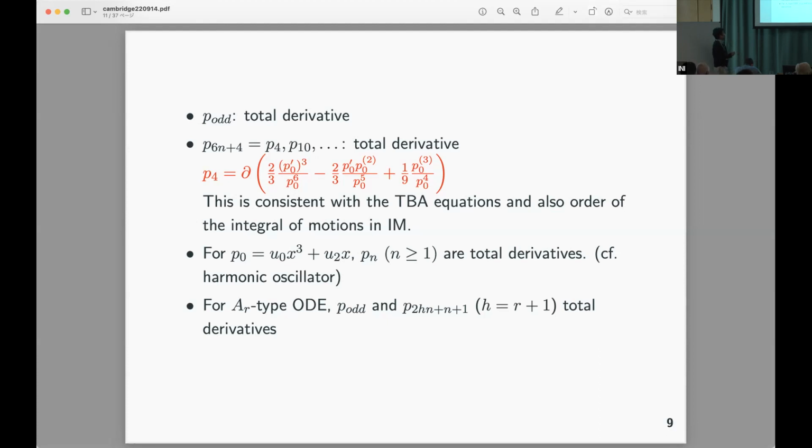And more interestingly, sorry, P naught is not... I should remove P0. So P is some cube plus some linear part, and then all the Pn become total derivatives. This is somehow similar to the case of the harmonic oscillator. So something interesting happens. If we consider higher order ODEs, a similar disappearance of total derivativeness happens for some particular order, characterized by the Coxeter number of the Lie algebra.